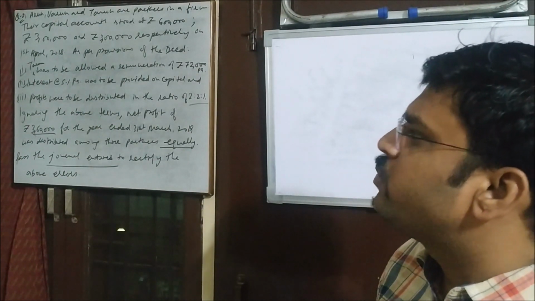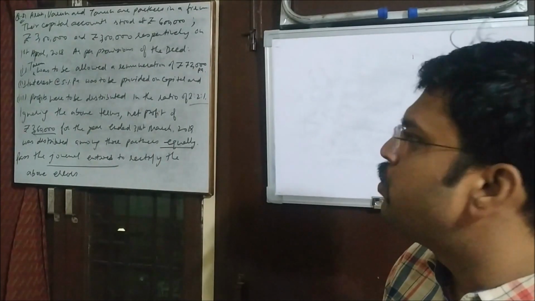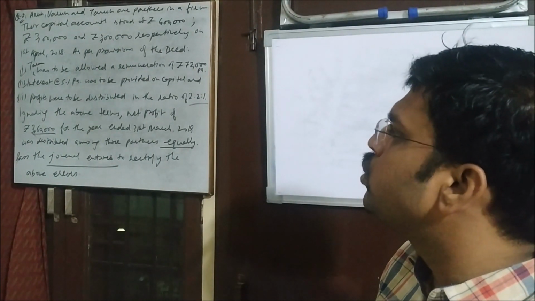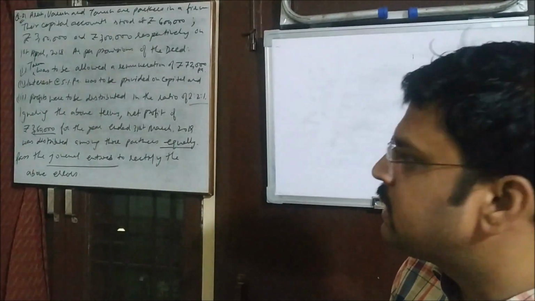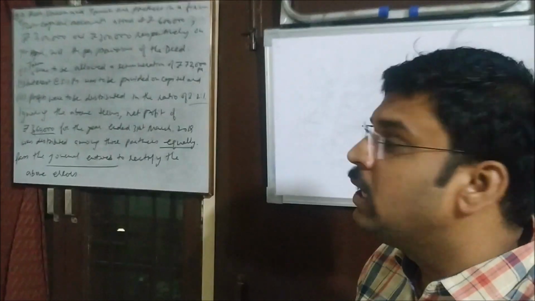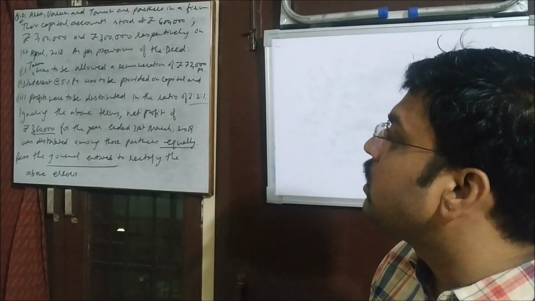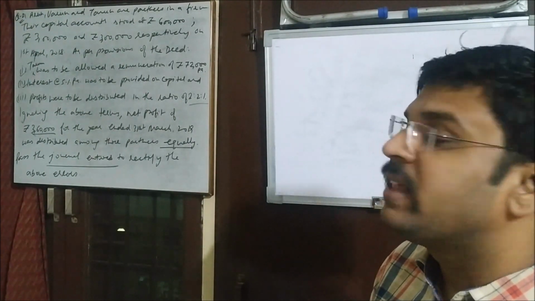Interest at the rate of 5% per annum was to be provided on capital, and profits were to be distributed in the ratio of 2:2:1. Ignoring the above terms, net profit of rupees 3,60,000 for the year ended 31st March 2019 was distributed among 3 partners equally. Pass the journal entries to rectify the above errors.